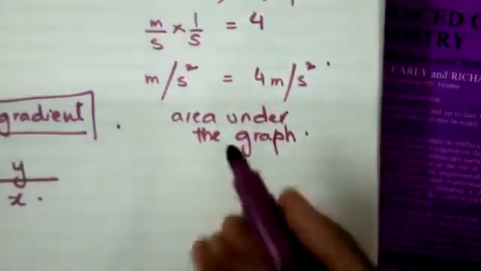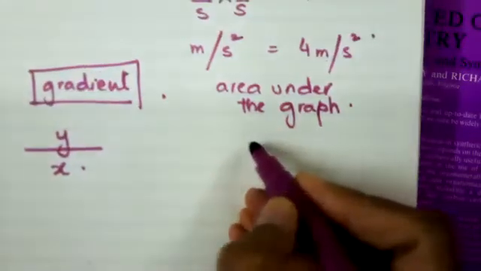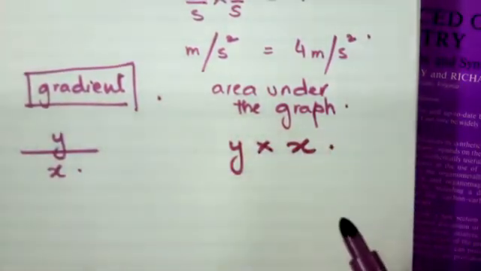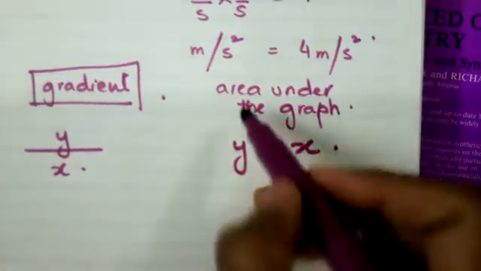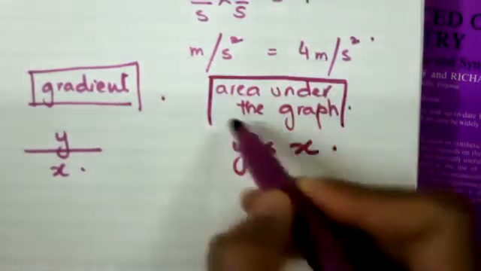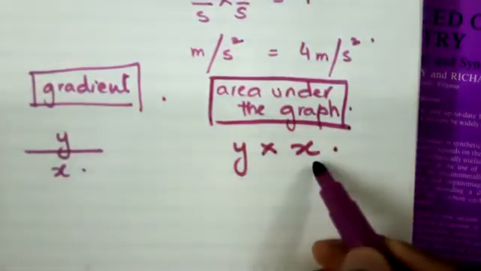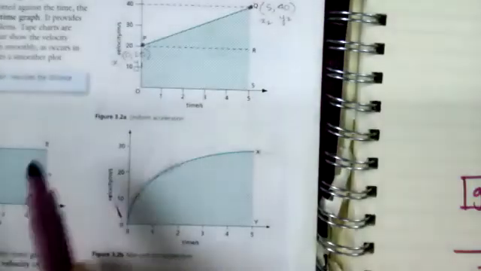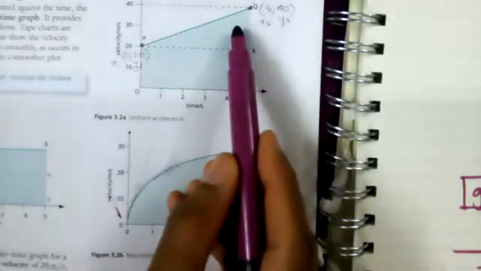How do you calculate the area under the graph? By multiplying y and x. Remember, look at the graph as a polygon. It can be a rectangle, a rectangle and a triangle, or any other shape.